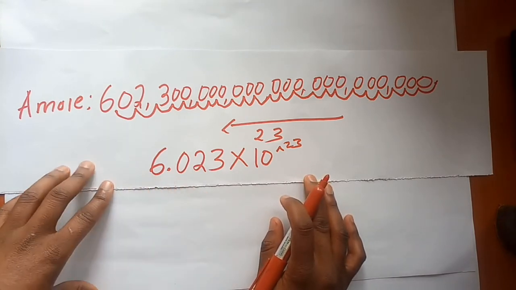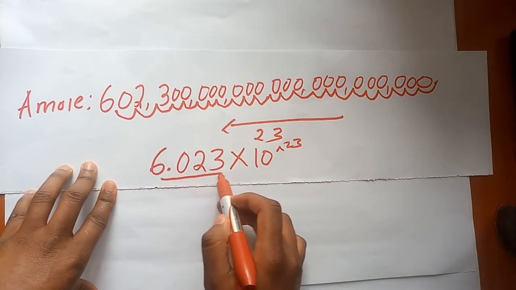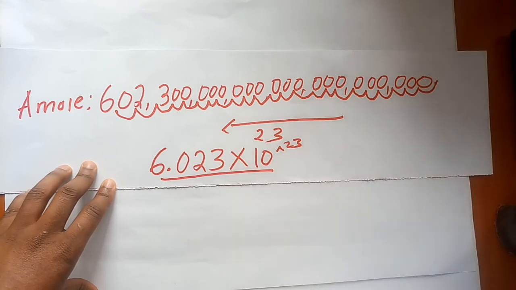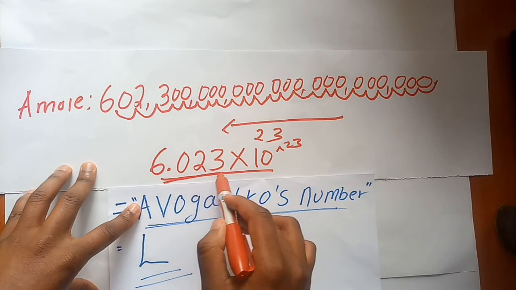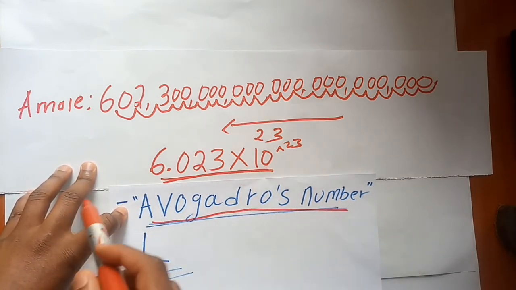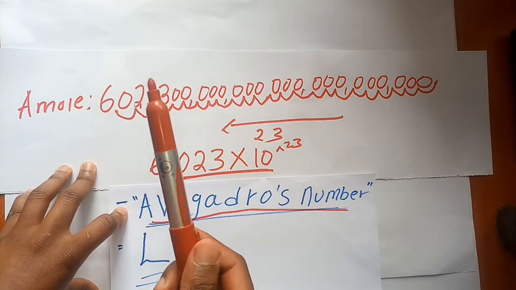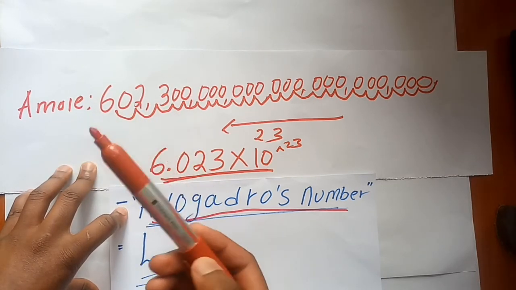So a mole of anything therefore, we can say it has 6.023 times 10 to the power of 23. Now that number is given a name, and we call this number, 6.023 times 10 to the power 23, the Avogadro's number. It is named after the scientist who discovered the number of particles, the number of items, the number of atoms, or the number of particles that could be in a mole of anything.